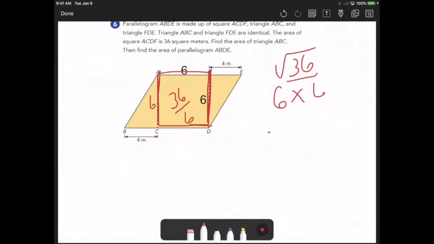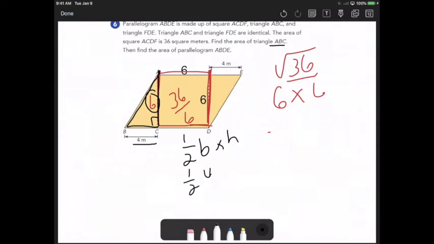So now what I need to do is find the area of each of the triangles. Just ABC. So ABC, which is right here, I now have the base, and this is the height because this is a right angle here. So it's 1/2 times the base times the height. 1/2 times the base, which is 4, times the height, which is 6. Take half of 4, which is 2. So 2 times 6 is 12. So it's 12 meters squared.